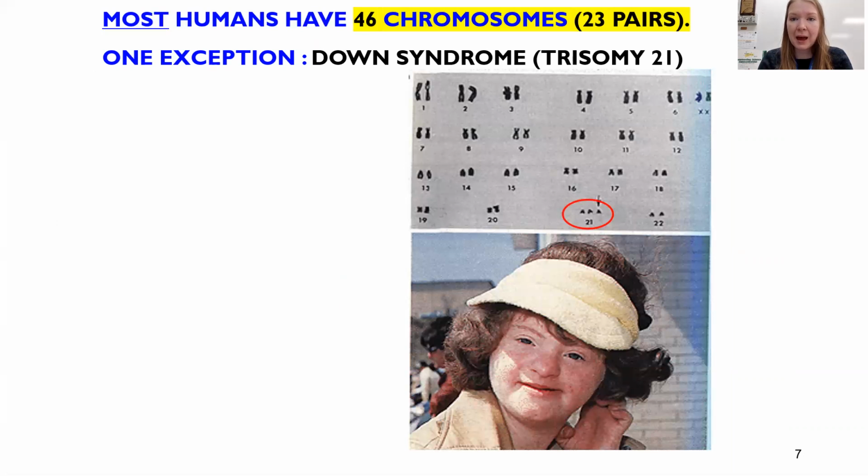And so Down syndrome, also known as trisomy 21, tri meaning 3, so 3 chromosomes, and chromosomes come in a pair, so that means there's one additional chromosome on chromosome 21.